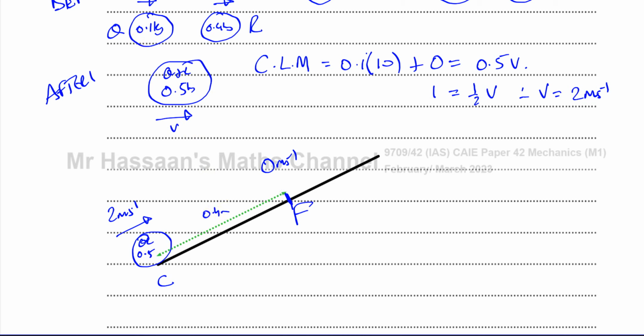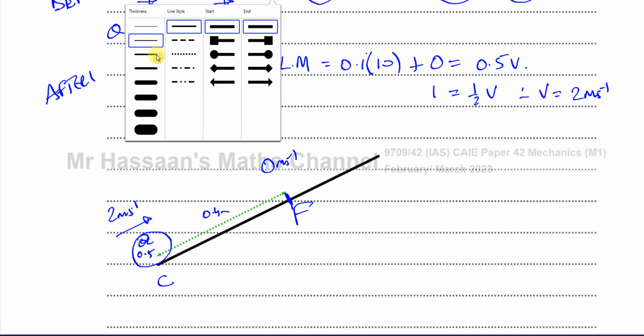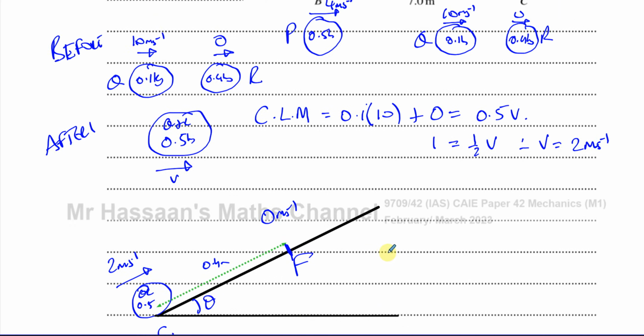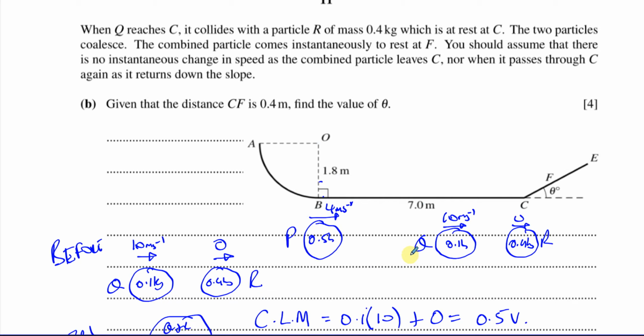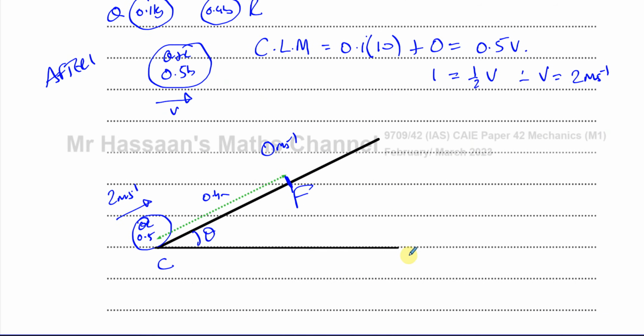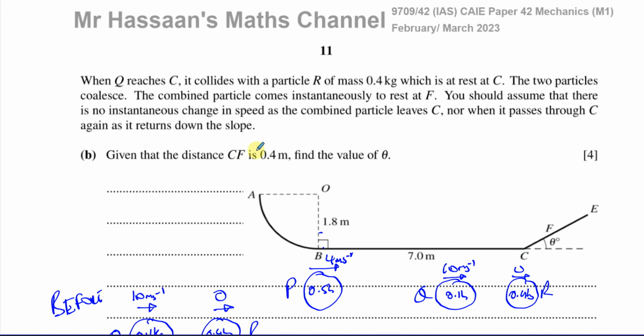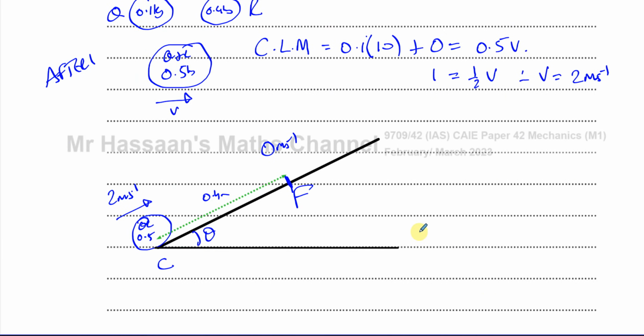We know the angle made with the horizontal here is theta. Okay, and what else do we know? What do you know about theta? Anything about theta? We have to find theta. We have to actually find theta. So we have to find what theta is.